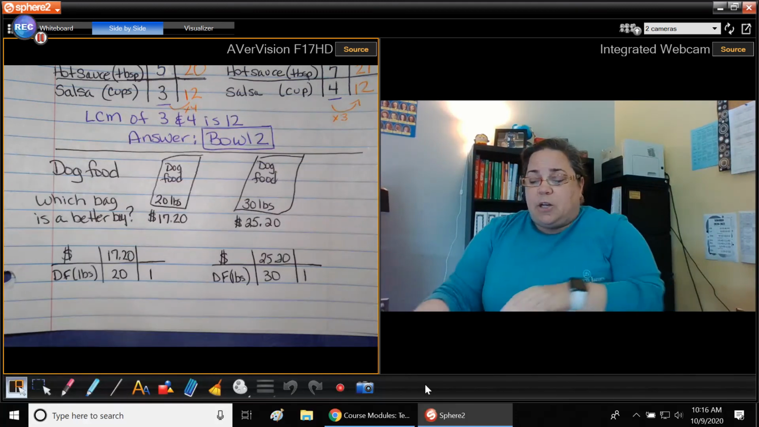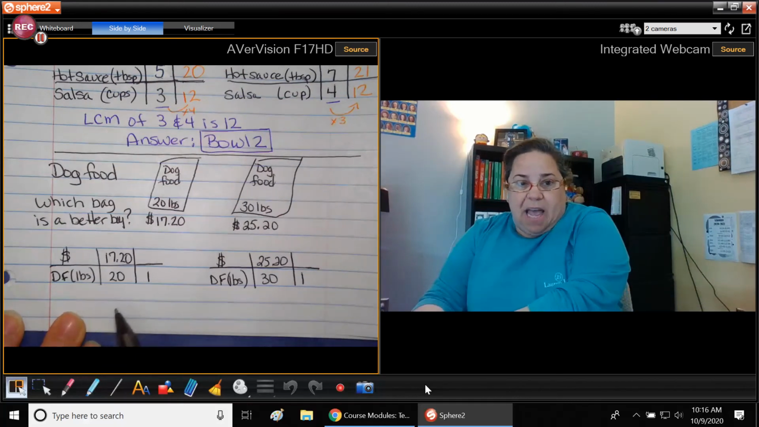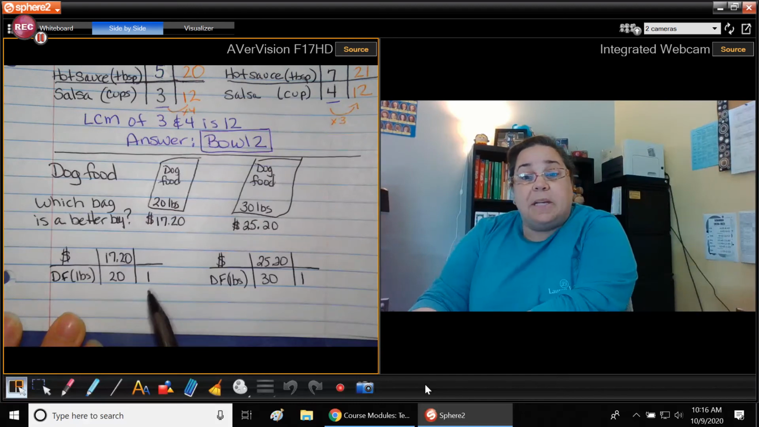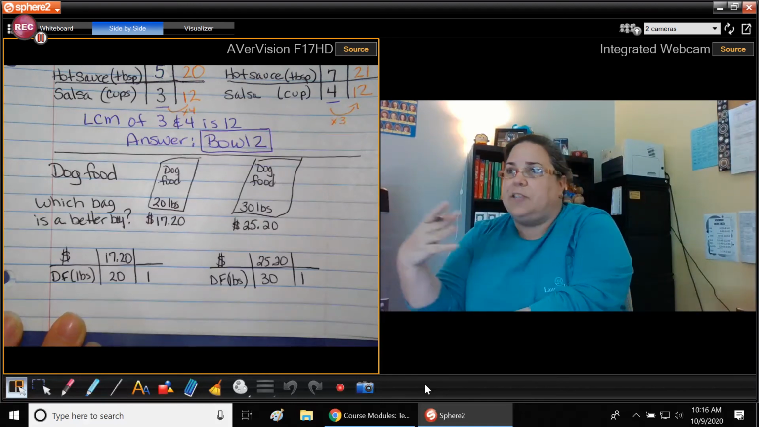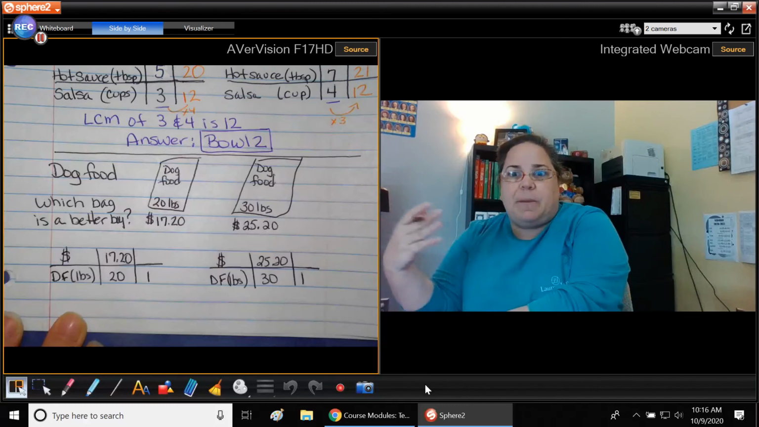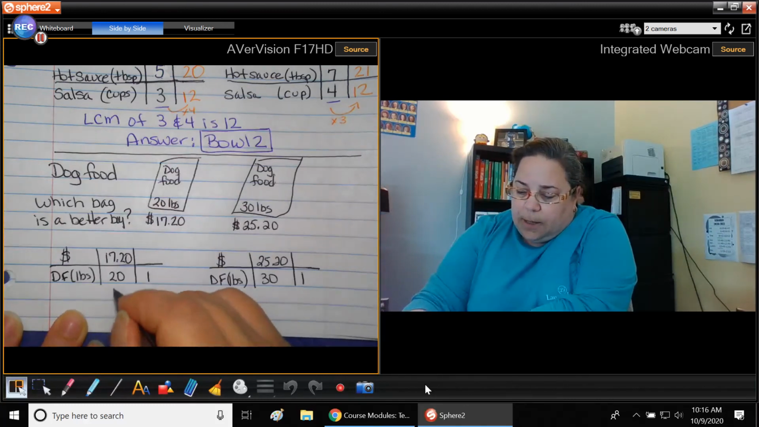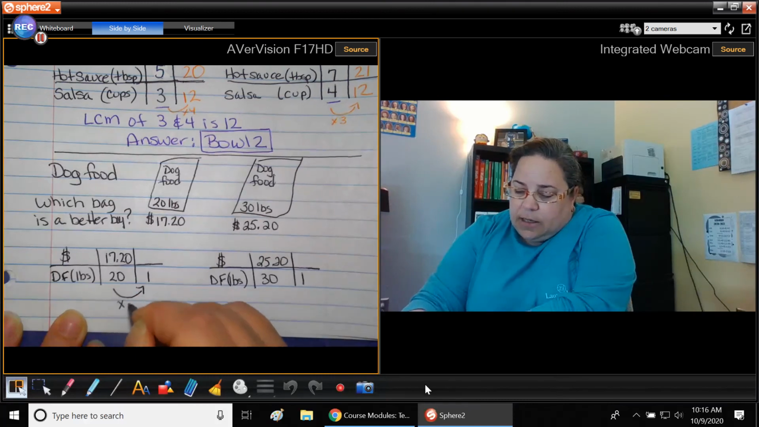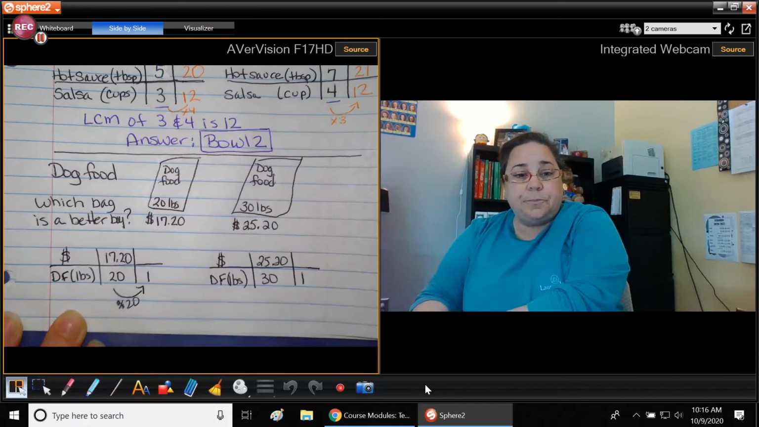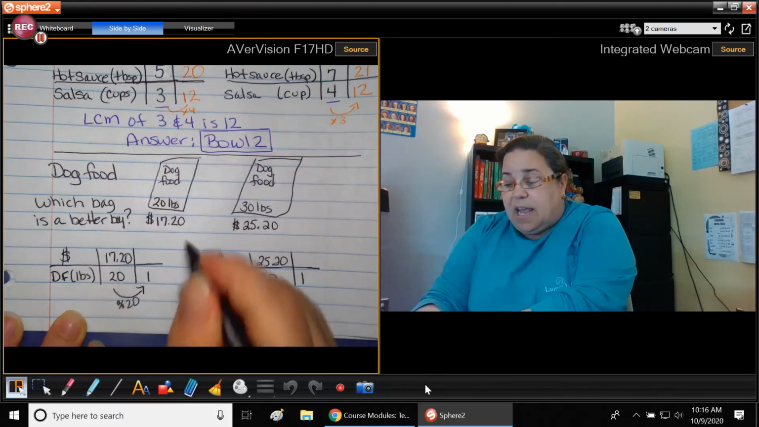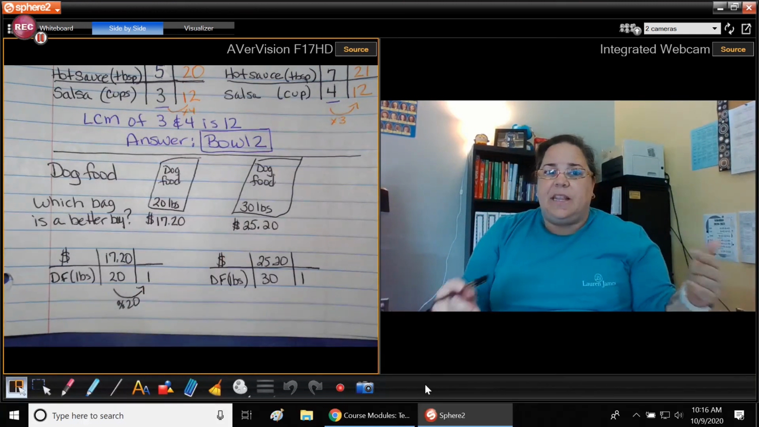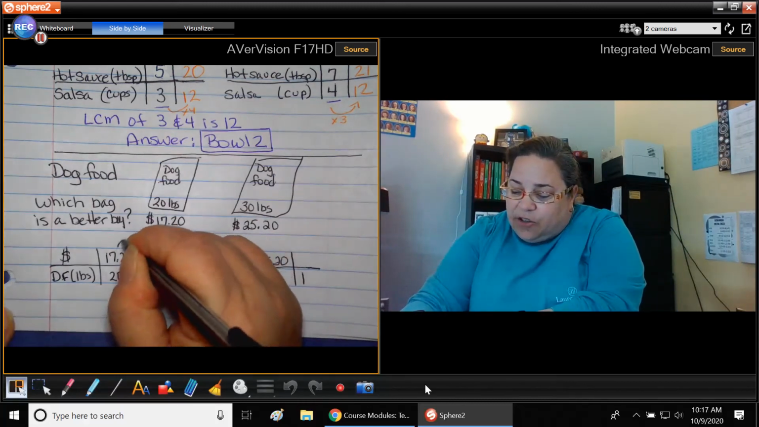So let's look at bag number 1. In order to get from 20 pounds to 1 pound, I'm going to divide 20 by 20, right? Because 20 divided by 20 gives me 1. There's no other number that's going to work for that. And if I do it on the bottom, then that means I do it on the top. So now I have to divide 17.20 by 20.